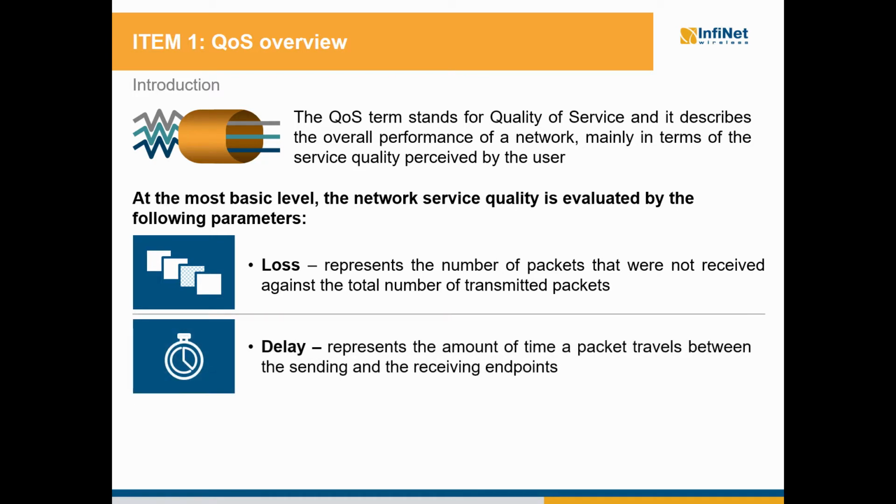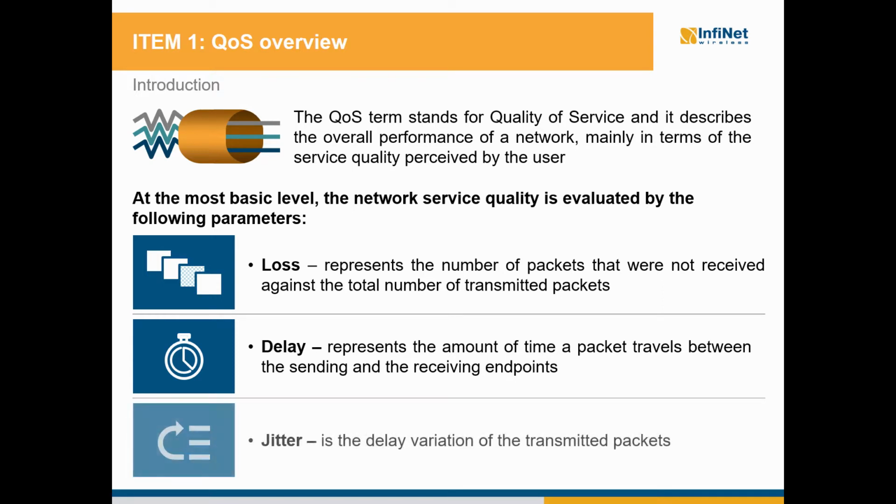The second parameter is delay or latency, which represents the amount of time a packet travels between the sending and the receiving endpoints. And the third parameter is jitter, which represents the delay variation of the transmitted packets. For instance, if a packet requires 100 milliseconds to cross the network from the source endpoint to the destination endpoint, and the next packet requires 125 milliseconds to make the same trip, then the latency variation is 25 milliseconds.